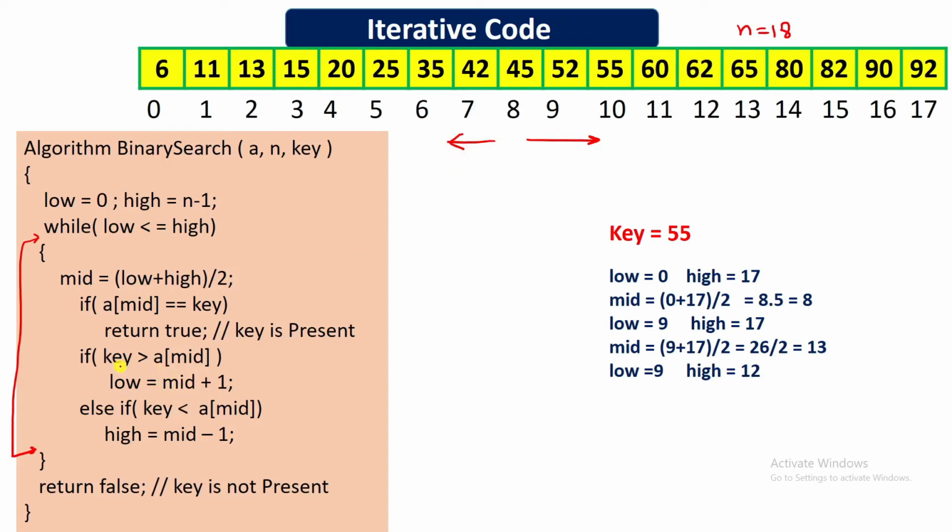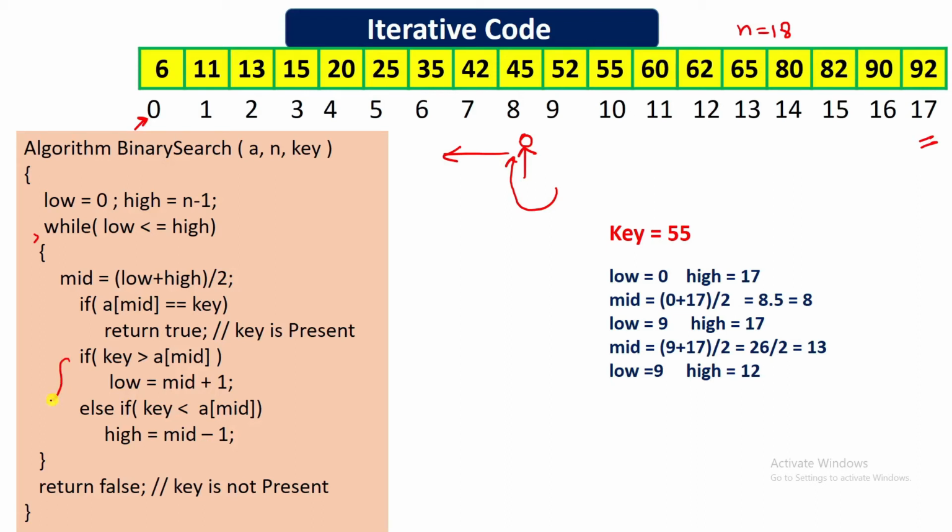If the key element that I want to search is greater than the mid position, then I go to this side. That means I shift my low pointer to mid plus 1, so low will be mid plus 1. But if key is lesser than A of mid, then I have to move to the left side. That means my high pointer will be shifted, and it should be at the mid minus 1 position. So that's why high equals mid minus 1.